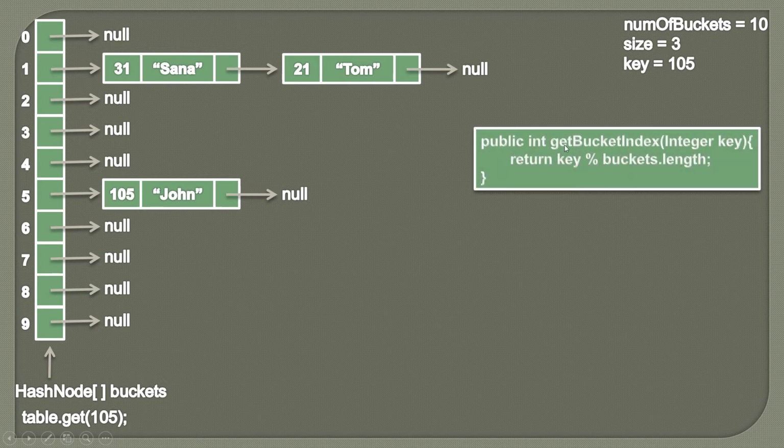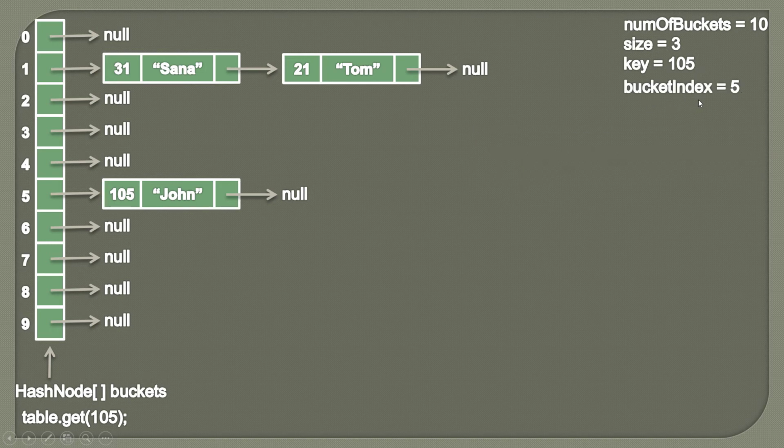So here our hash function takes the key. We can take any hash function we like, but here I am taking this modular hash function where we simply take the key, divide it by buckets.length, or number of buckets, and whatever is the remainder, we simply return it, and it will be treated as our index. So if we divide 105 by 10, we get remainder as 5. So our bucket index is 5. It means that this key can only be present in the chain of nodes corresponding to index 5.